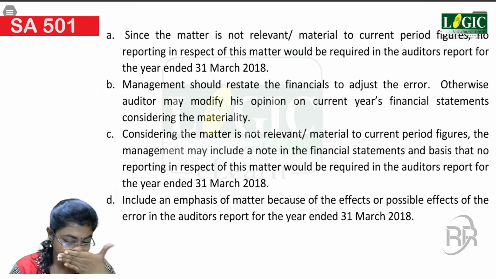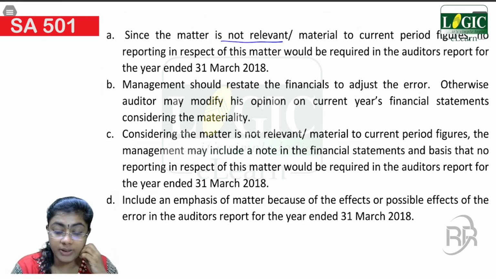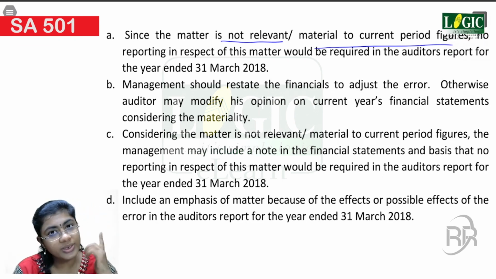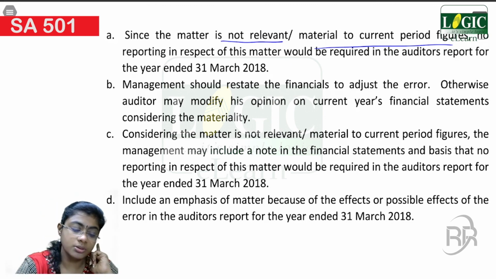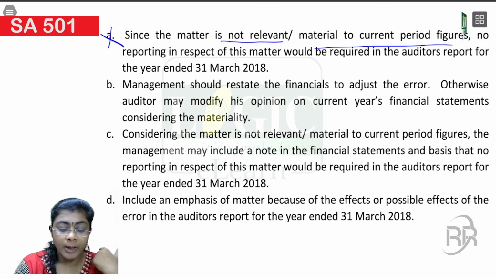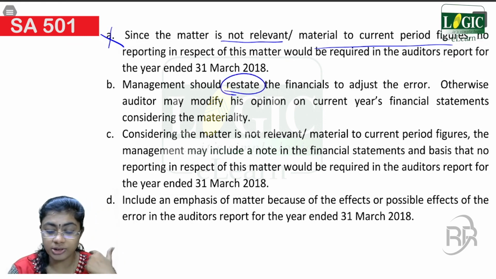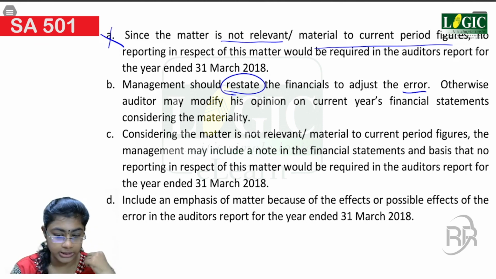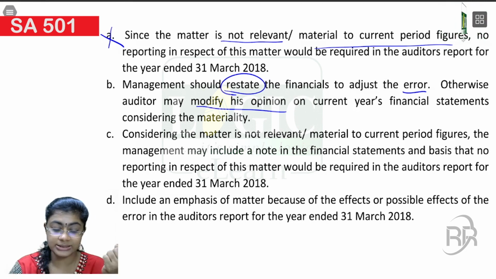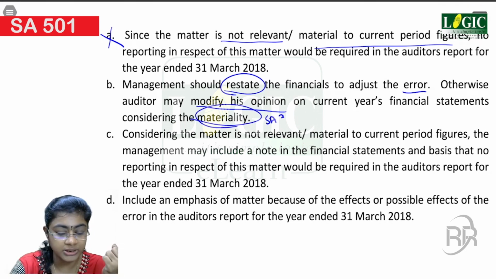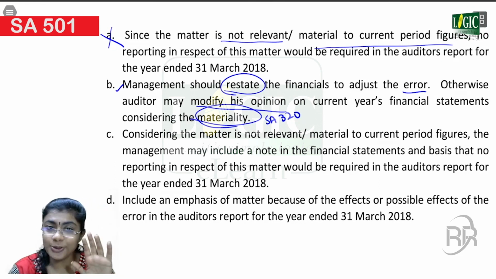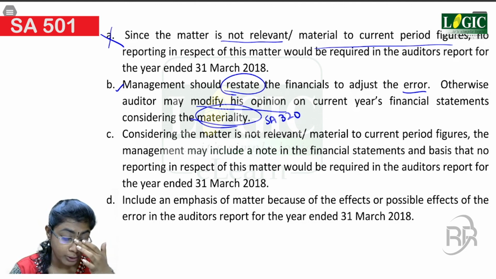First option. Since the matter is not relevant material to current period figures, no reporting. We said it impacts the opening stock. So it is very much relevant. So strike off. B. Management should restate the financials to adjust the error. It's right. Otherwise, auditor may modify the opinion on current year's FS considering the materiality, as per SA 320. Seems to be the correct answer, but wait, we'll read the other two.